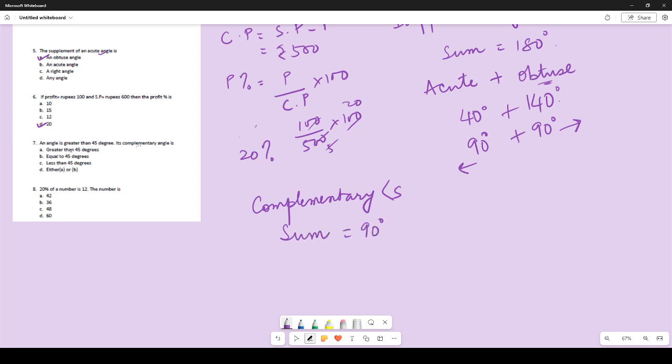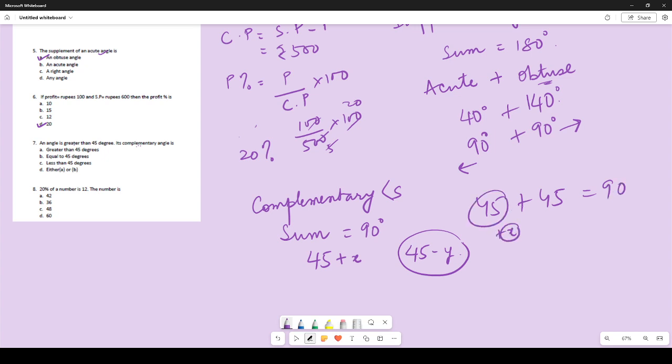So if an angle is greater than 45 degrees, that means if it is 45 plus something, the other angle will automatically be less than 45. Why? Because 45 plus 45 is equal to 90. So if something is added to this, then this will automatically be reduced. So this will be less than 45 degrees. Then only they will add up to 90 degrees.